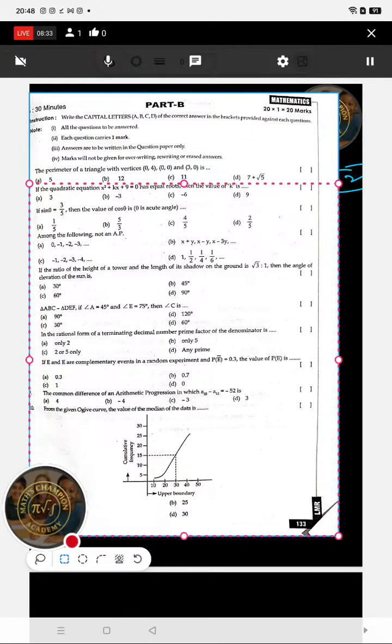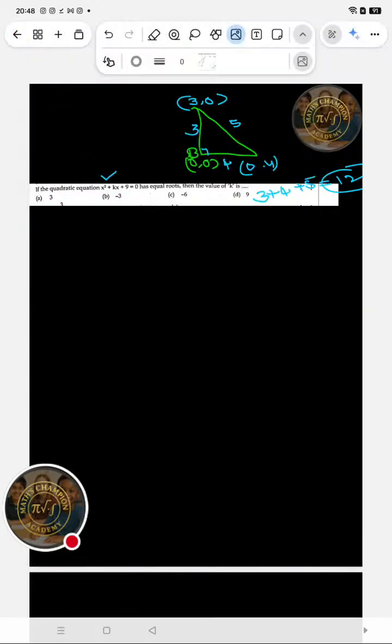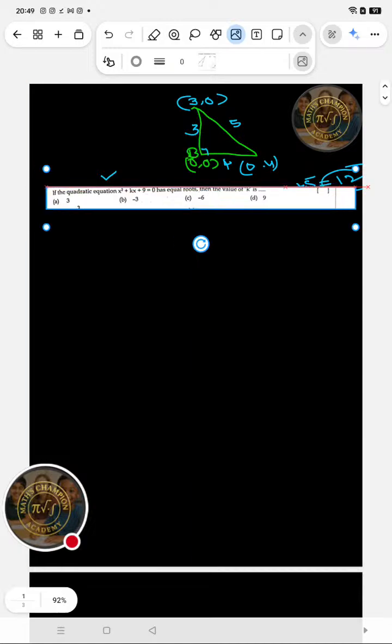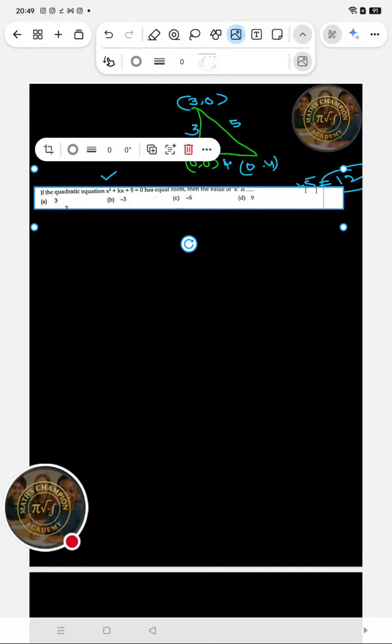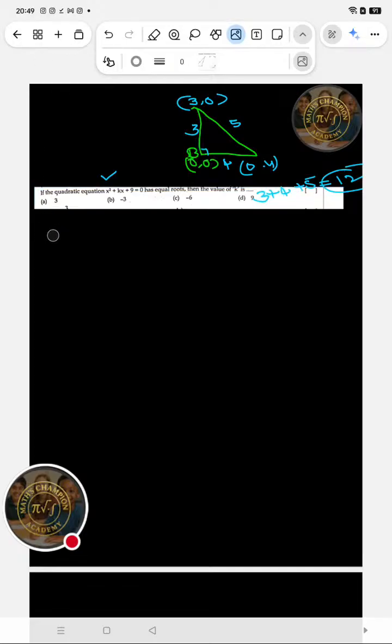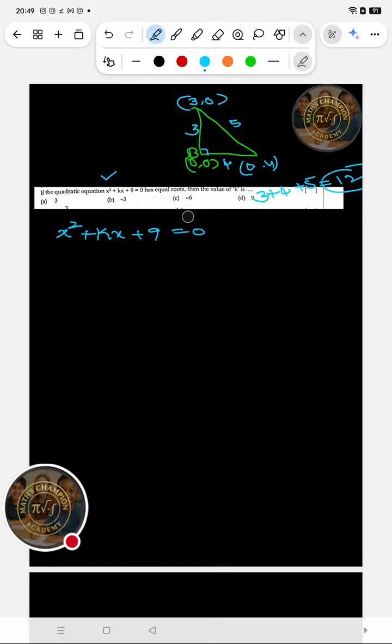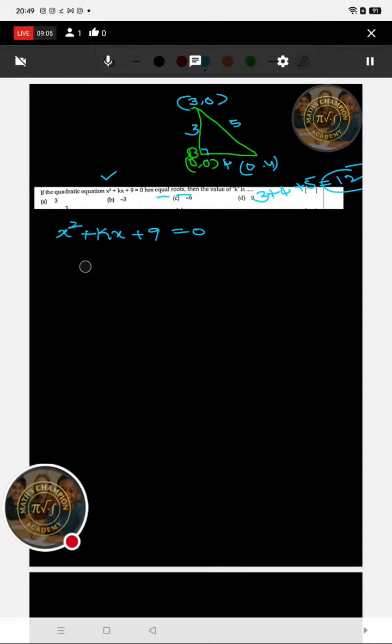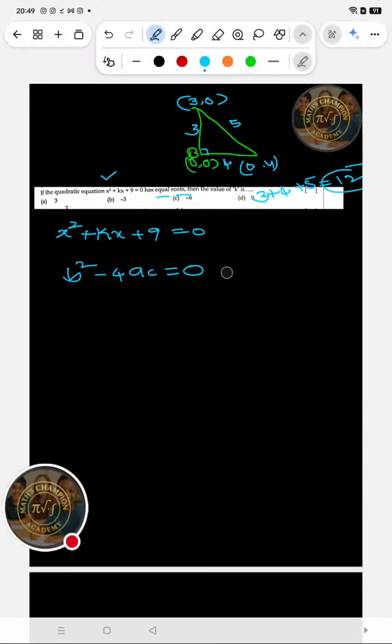If we take only the second question, just look at it. In this question a quadratic equation is given. What is the quadratic equation? x square plus kx plus 9 is equal to 0, having equal roots. What is the condition for equal roots? The equal root condition is b square minus 4ac is equal to 0.